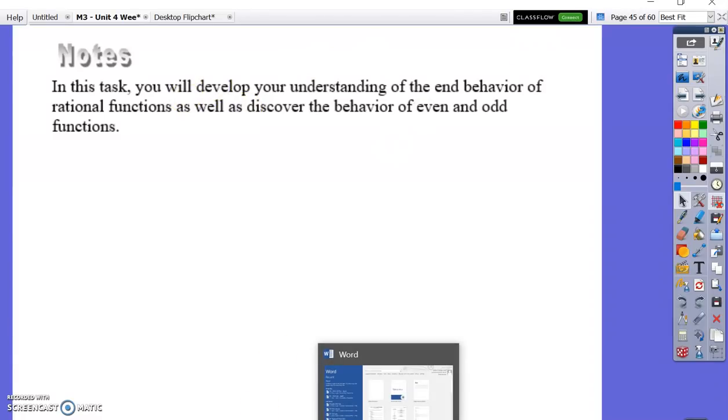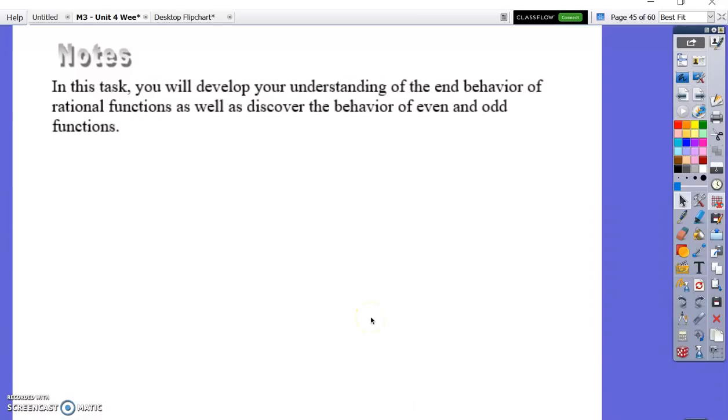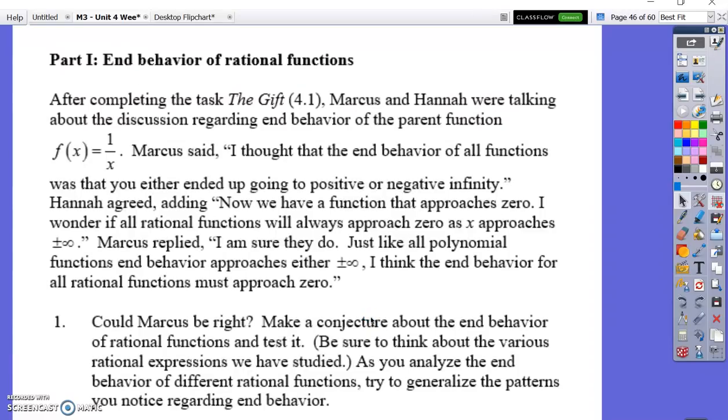So what I want you to be doing is read through the words. I'm going to read them to you, but as you continue into part one, there's a lot of words here, and we're going to think about what's going on. When we did 4.1, which was called the gift, Marcus and Hannah were talking about the discussion regarding the end behavior of the parent function f of x equals 1 over x.